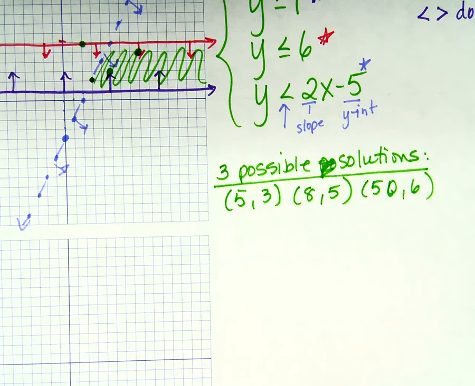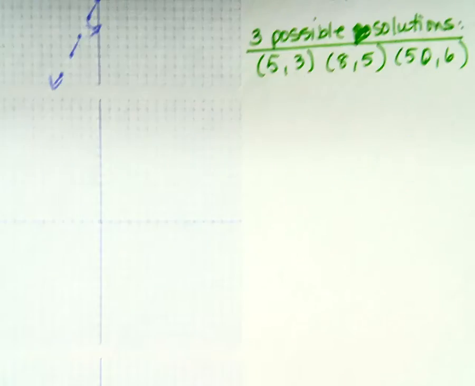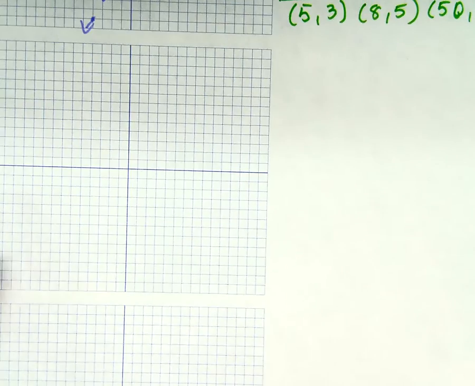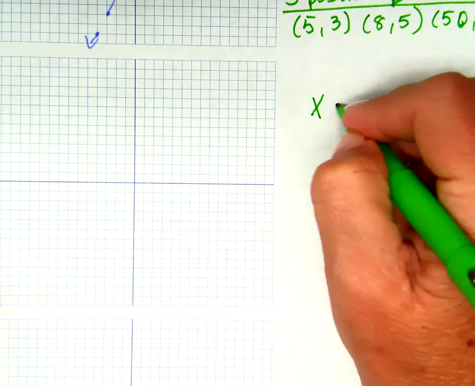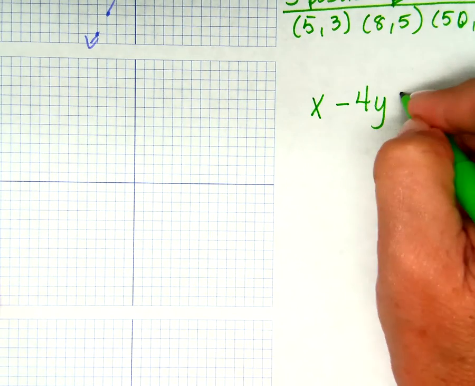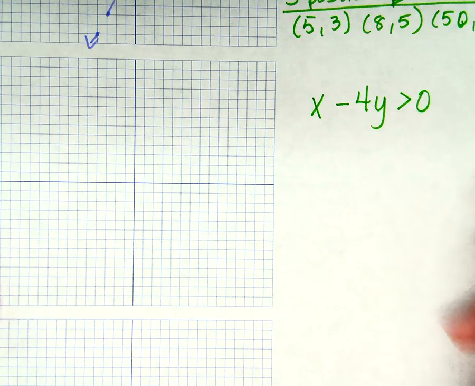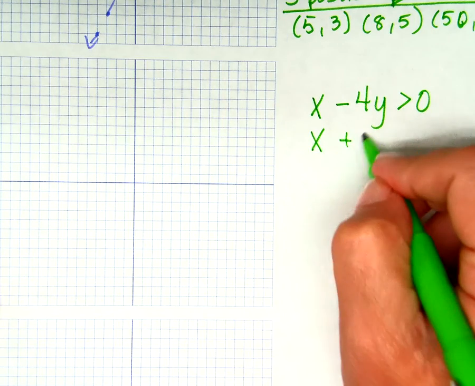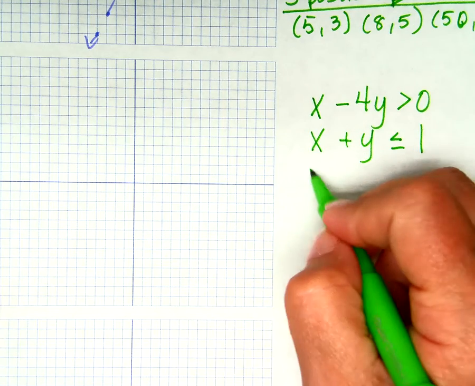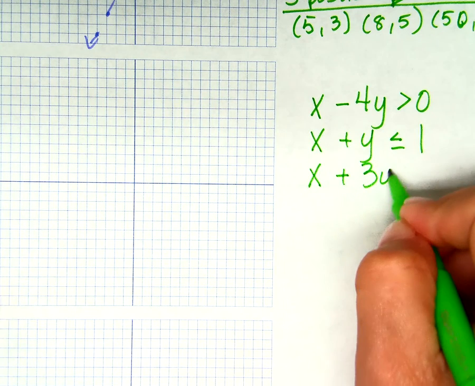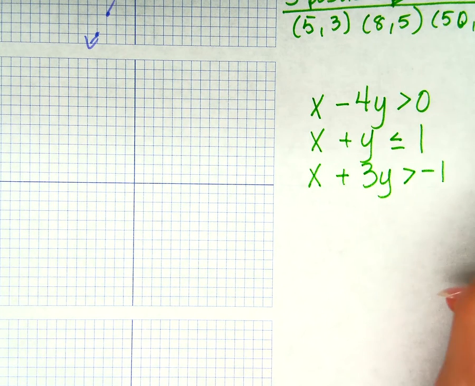You good? Okay. Ready for the next example? x minus 4y is greater than 0. x plus y is less than or equal to 1. And x plus 3y is greater than negative 1.